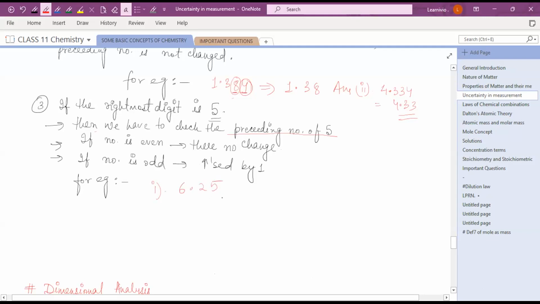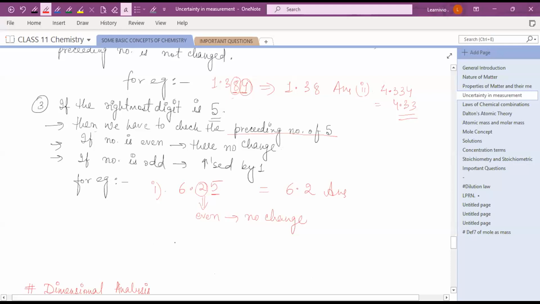For example, 6.25, right? The rightmost digit is 5. In this case, we have to check the preceding digit of 5, which is 2. And 2 is an even number. So if the number preceding the 5 is even, then there will be no change. So your final answer will be 6.2 only. 6.2, this is your answer.